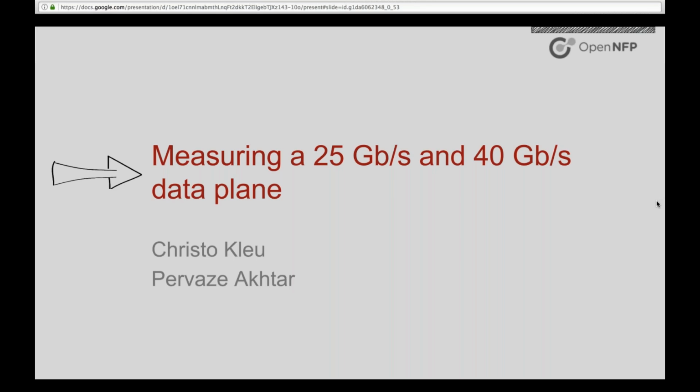Okay, hello. So we'll start with the title. As you see, we're going to talk about measuring a high-speed data plane. Although the title of the talk is 25 and 40 gigs data plane, very little of what we're going to talk about is specific to a particular speed. What we're going to describe to you are the techniques and characteristics of testing something that operates at 25, 40, or even 100 gig data plane.